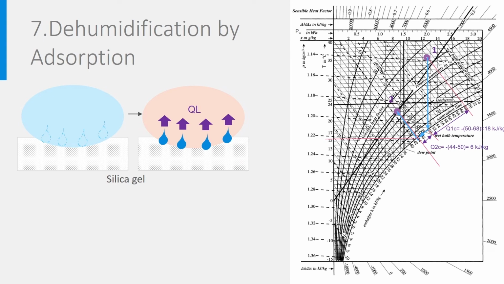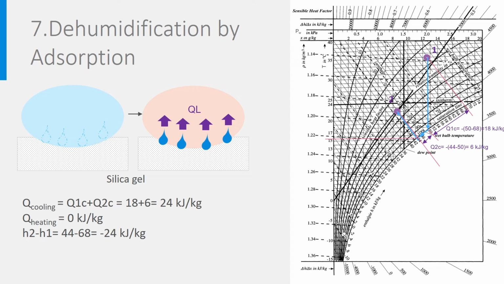We use the same example as in the previous slide. Instead of cooling to 11 degrees to dry the air, we can now stop the cooling at 15.5 degrees and then lead the air along the hygroscopic material in which the humidity will be absorbed along the dew point line. For the cooling along the saturation line, we now need only 6 kJ instead of 18, so the total amount of cooling needed is 18 plus 6 is 24 kJ per kilogram, and there is no heating needed. And you see that this time the enthalpy difference between points 1 and 2 is exactly the needed cooling.